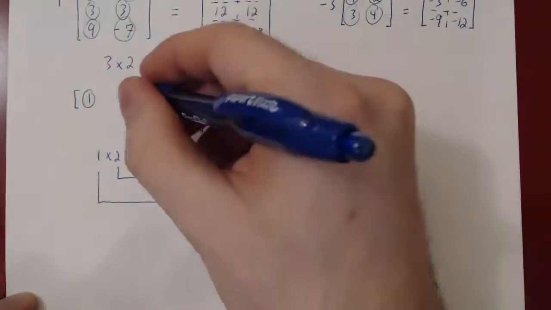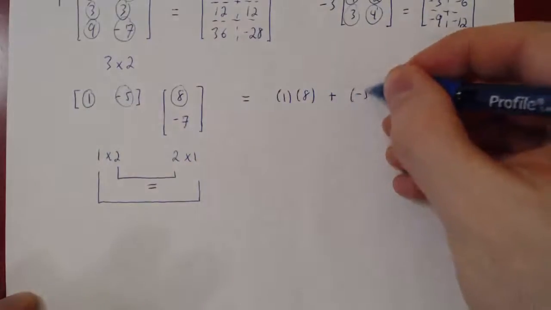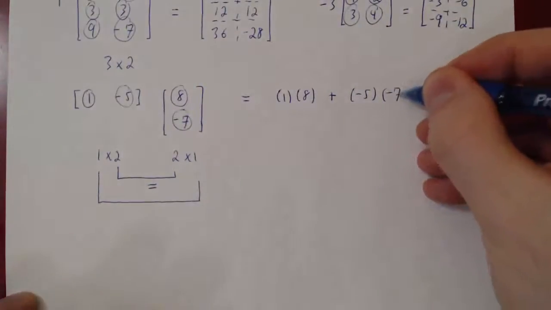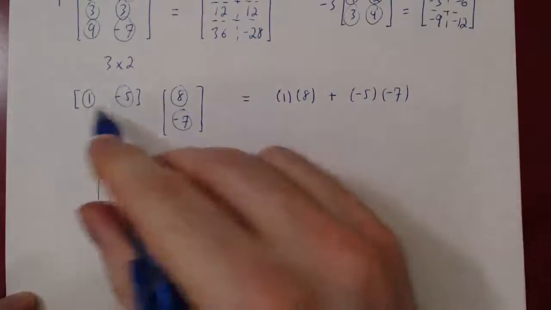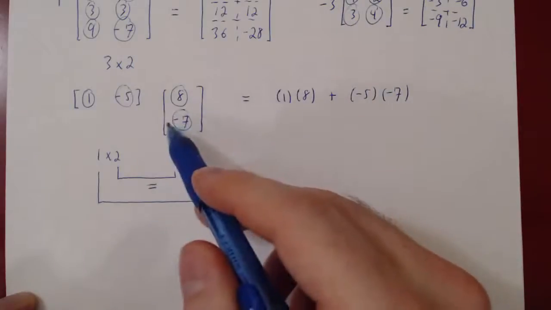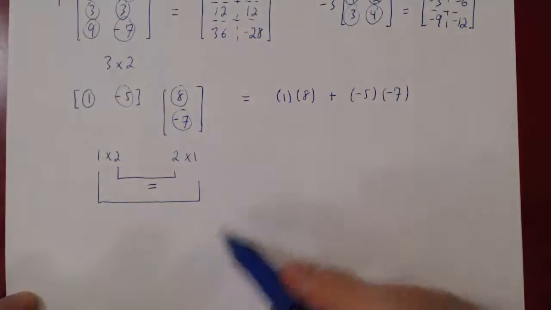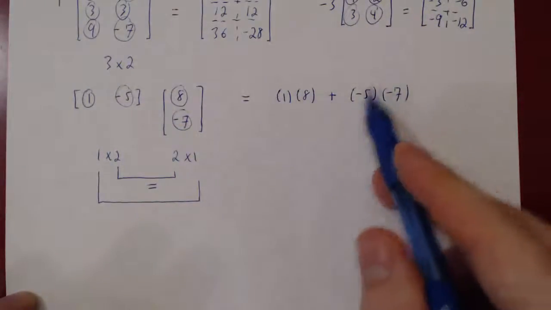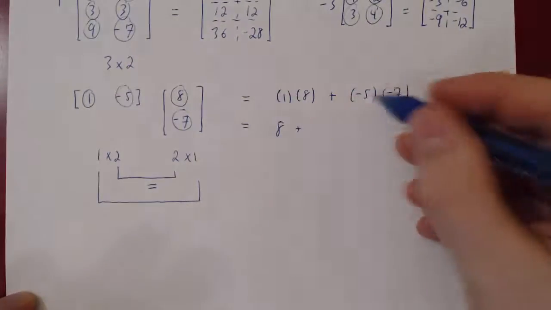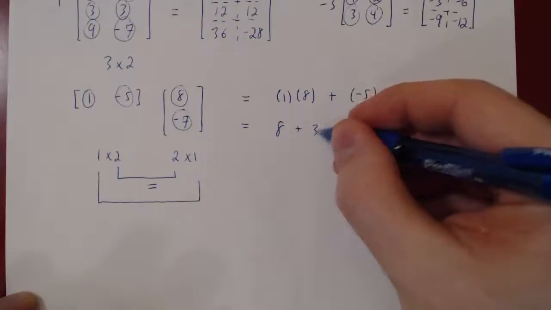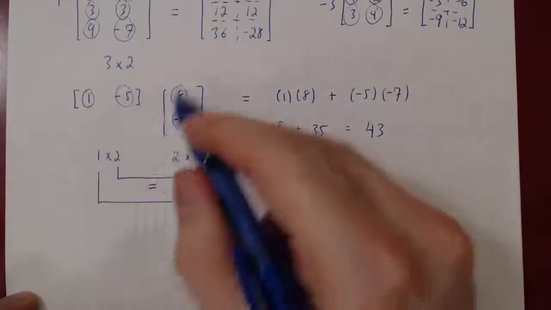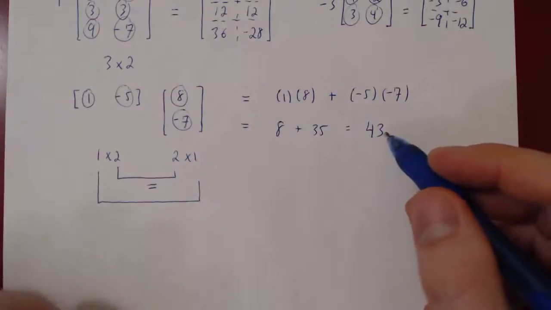plus second entry of the row times second entry of the column. And that's it. So we multiply corresponding entries and we add them up. So first with first, second with second, and we'll give an example where we have more entries and we keep going, and we add all of these products. So here we would get 8 plus 35, which gives us 43. So this row times this column is the real number 43.